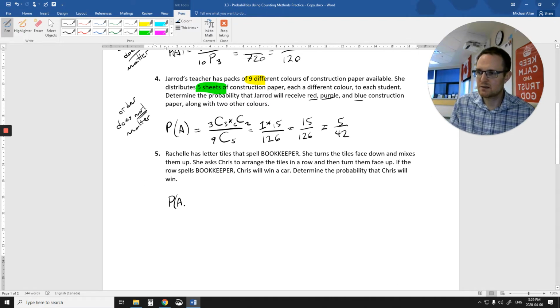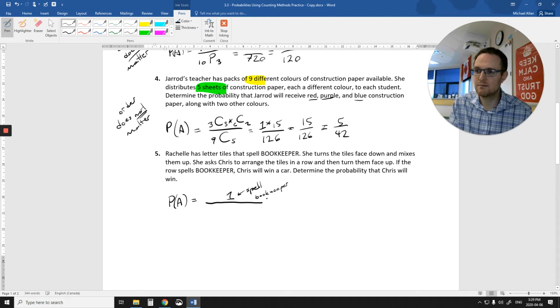Pretty easy so far. So here Rochelle has a bunch of letters, and right now they can spell the word bookkeeper. She turns them face down, mixes them up, and asks Chris to arrange them and then turn them up. So he doesn't know how they turn up, so it's pretty random. If he spells bookkeeper, they win. So the fun part of this is there's only one way to win. You spell bookkeeper, right? There's only one way to spell bookkeeper.